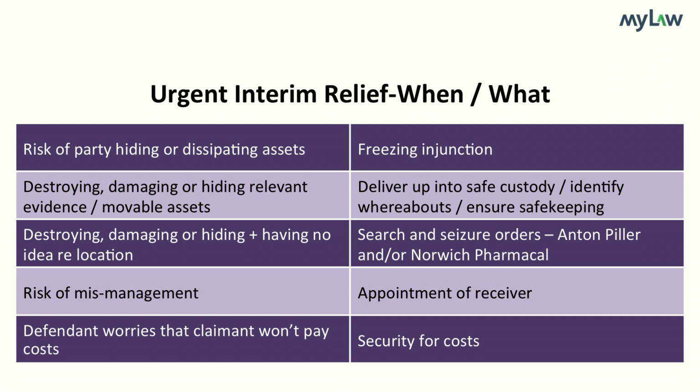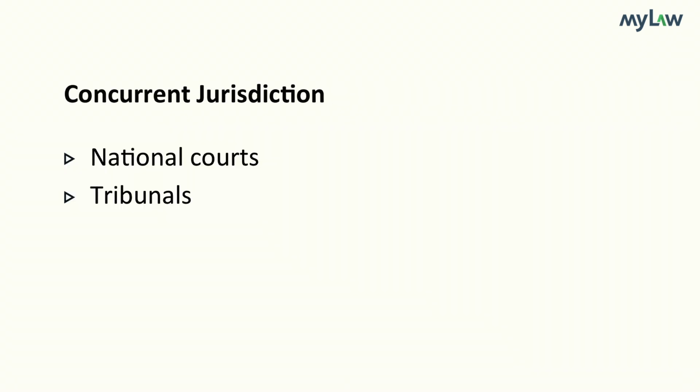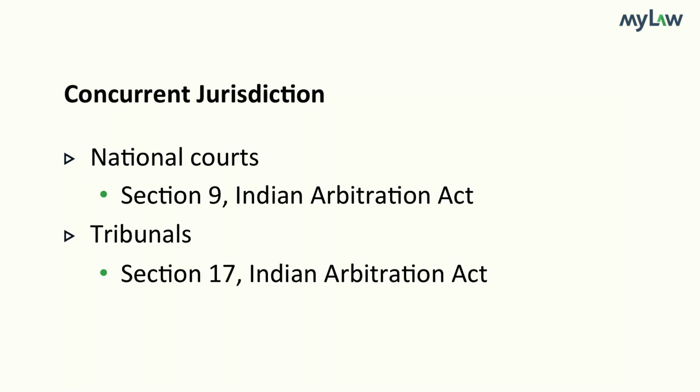A court can order any variation of these orders to suit the particular facts of each case. As mentioned before, we can seek these orders before national courts or tribunals. Most national legislations provide for this concurrent jurisdiction with respect to interim orders.